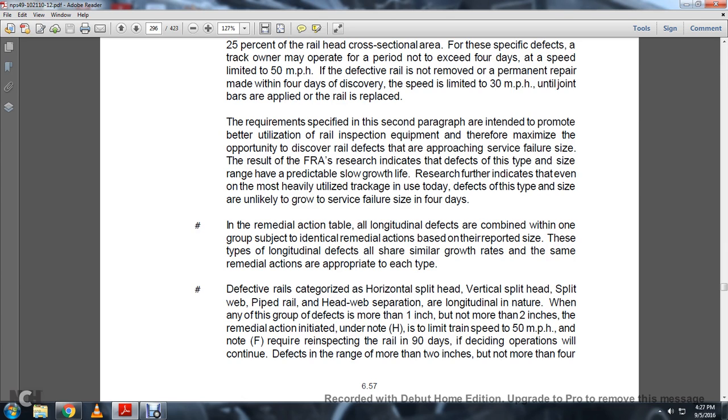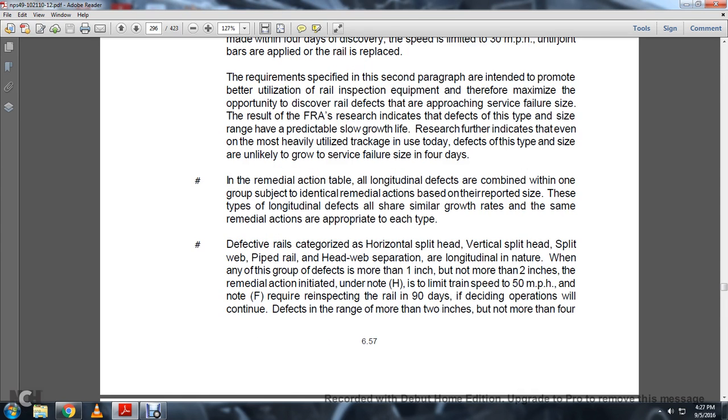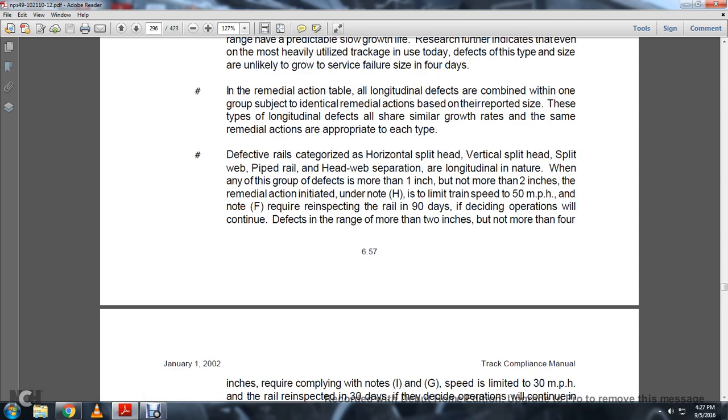Defects of this type and size are unlikely to grow in service and fail within 4 days. In the remedial action table, the longitudinal defects are combined into one group subject to identical remedial action based on the reported size. These types of longitudinal defects are similar; the growth rates are the same. The remedial action is appropriate to each.